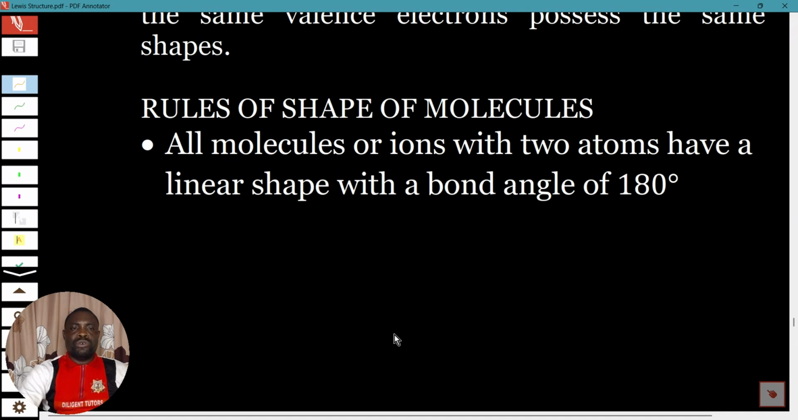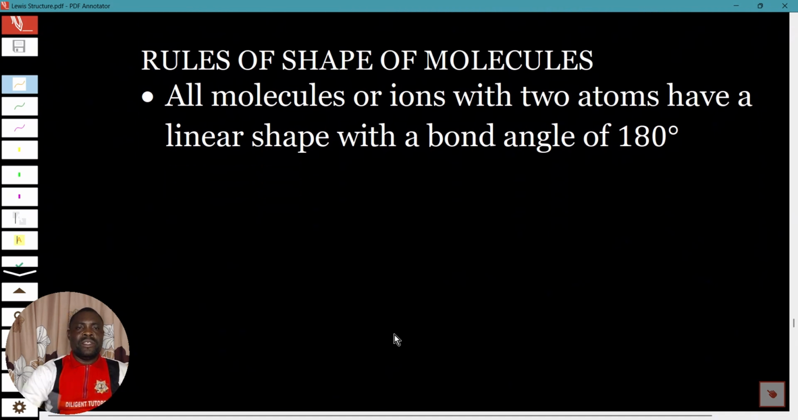Now, the first rule we consider is all molecules or ions with two atoms have a linear shape with a bond angle of 180 degrees. Now, look at carbon(II) oxide, two atoms. Look at the hydrogen molecule. Look at the oxygen molecule. Look at the chlorine molecule.